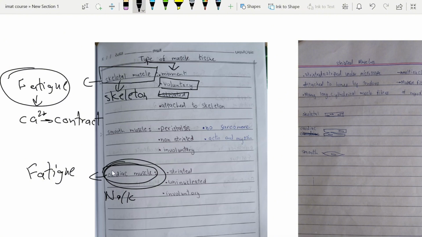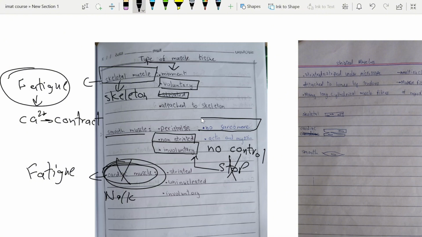So the second type of muscle tissue is your smooth muscle, and smooth muscle, remember, is an involuntary muscle, meaning you have no control over your smooth muscle. You can't just tell your smooth muscle to stop contracting and it will not stop, because this is an involuntary muscle. You have no control over your smooth muscle, and it is non-striated. And remember that it has no sarcomere, but it has actin and myosin. If you don't know what I'm talking about, check out my previous video where I talked about actin and myosin.